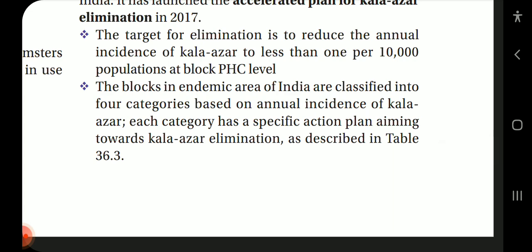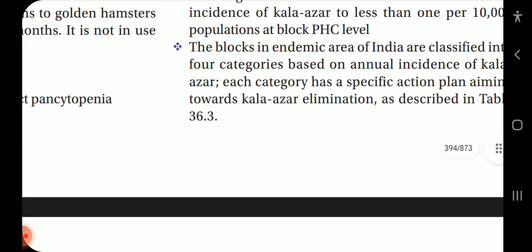The target for elimination is to reduce the annual incidence of Kala Azar to less than 1 per 10,000 populations at block PHC level. The blocks in the endemic area of India are classified into 4 categories based on annual incidence of Kala Azar. Each category has a specific action plan aiming towards Kala Azar elimination, as described.